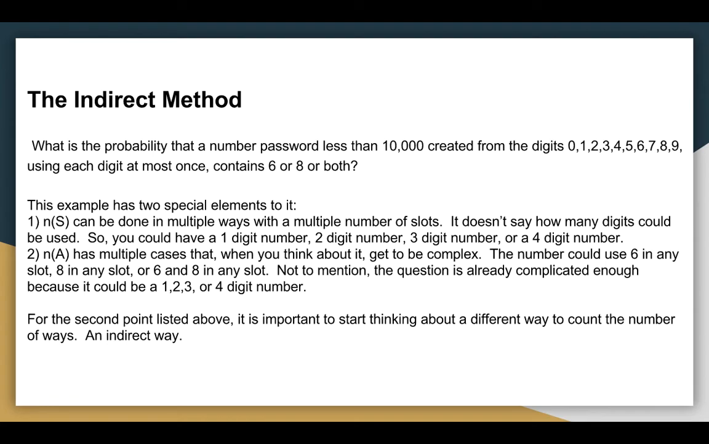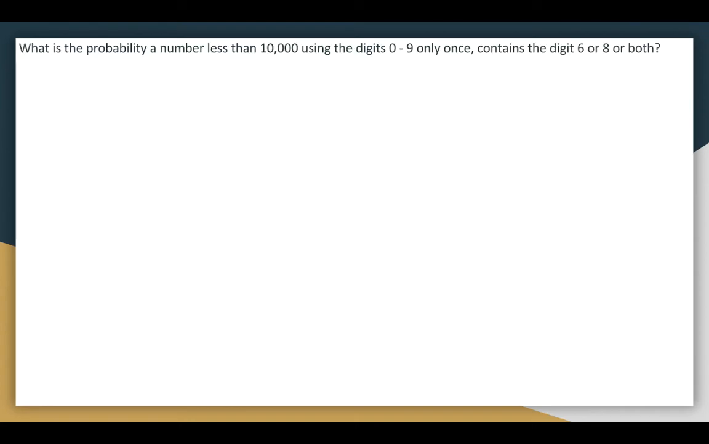indirect way. So the indirect way we're going to do it is just forget about 6 and 8. If we can forget about 6 and 8, we can do it a lot like N of S, and you'll see what I mean. So N of A is the total number of ways to contain 6 or 8 or both. N of A prime would be the total number of ways to use neither 6 nor 8. So 6 or 8 don't exist. So you just have less digits to work with.